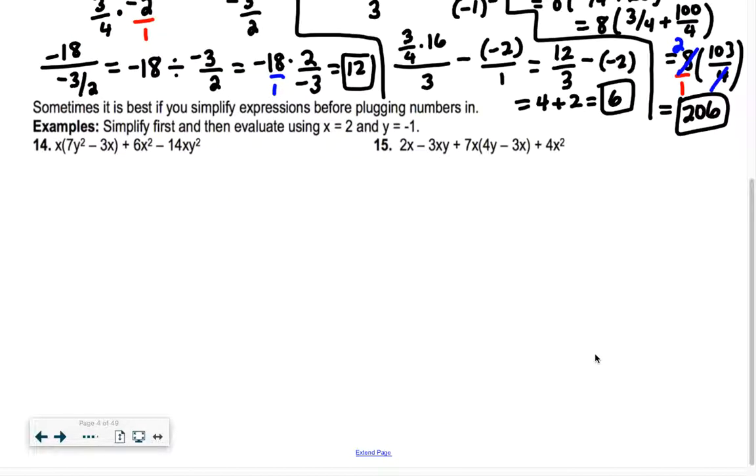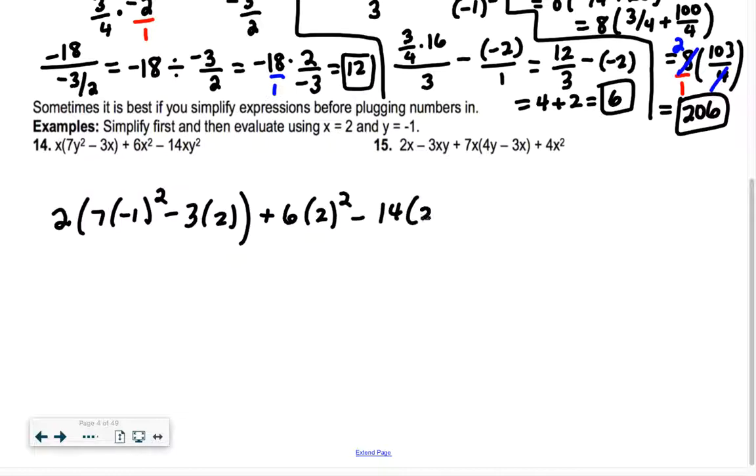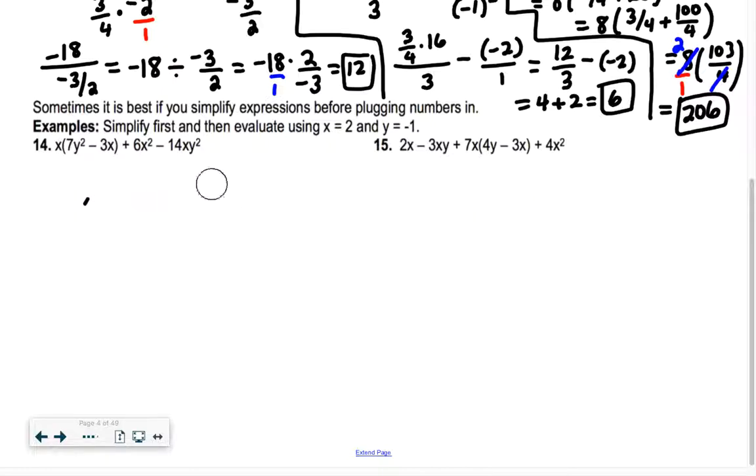All right, so sometimes it's best if you simplify expressions before plugging numbers in. Okay, so don't write any of this, but everybody look up here. If I was plugging in 2 and negative 1, it would be gross, because here's what I would have. Lots of parentheses and lots of math that I don't really want to do, right? Look at that. Isn't that kind of annoying? So the easiest way to do this is to simplify, simplify, simplify before we even start, before we plug numbers in. So if I multiply the x in, I have 7xy squared minus 3x squared.